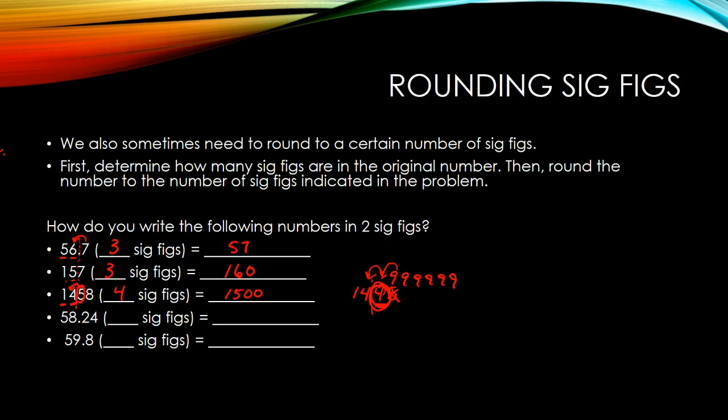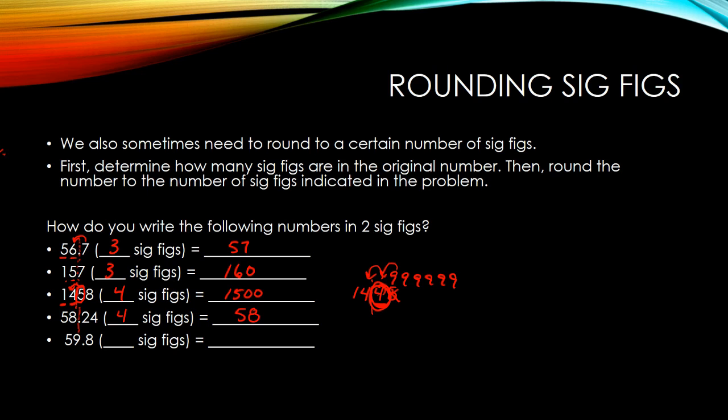So let's look at another one, 58.24. And this is 4 sig figs originally. And so now, as we go through it, we keep the 5 and the 8, and then we look, does the 2 round up? Nope, it doesn't. So this number just sticks at 58.